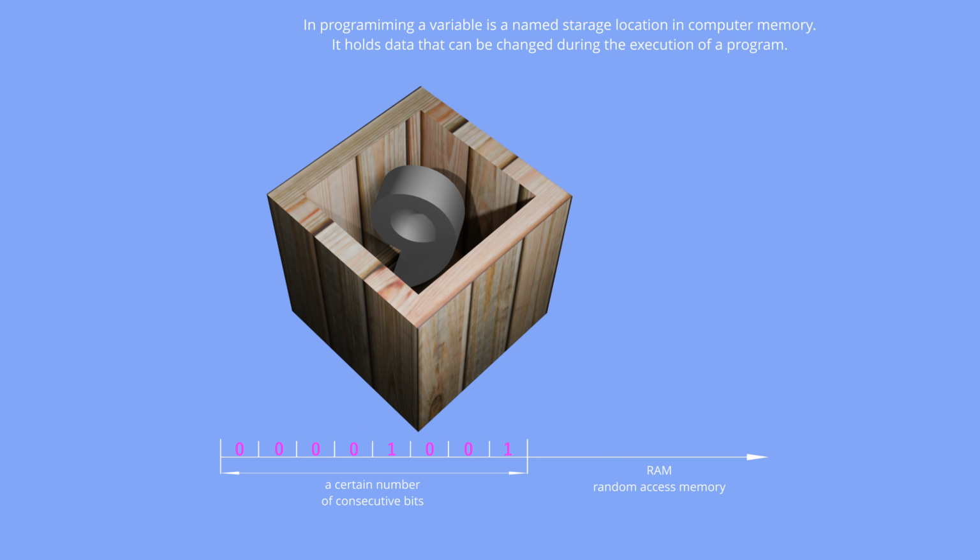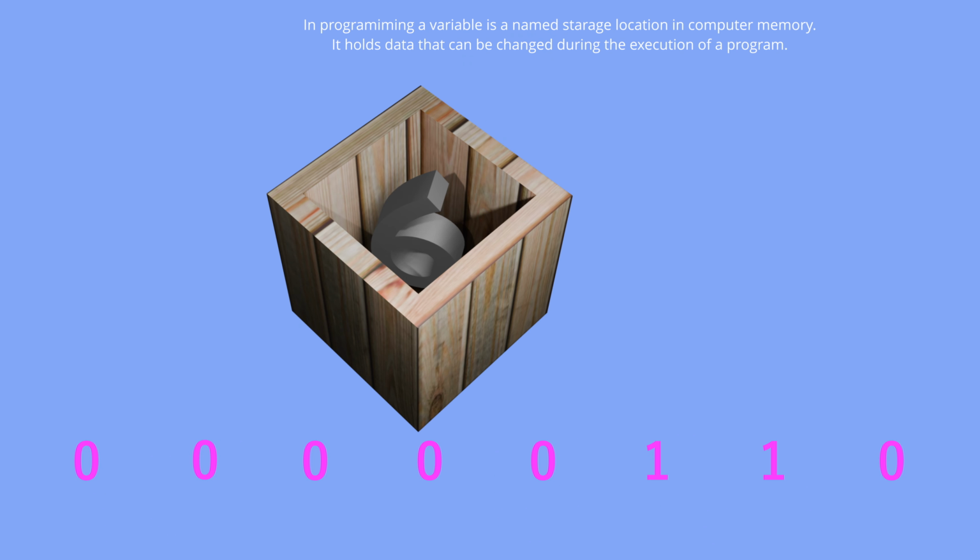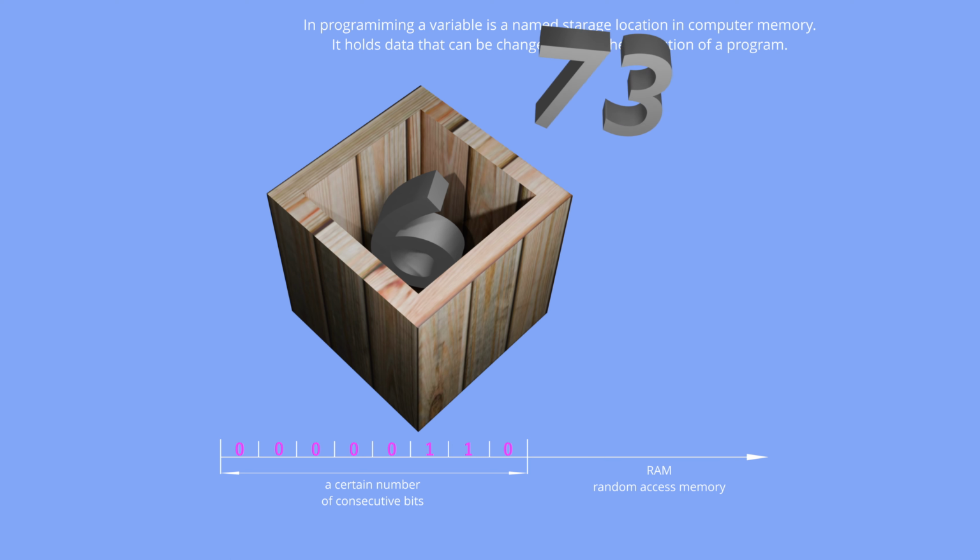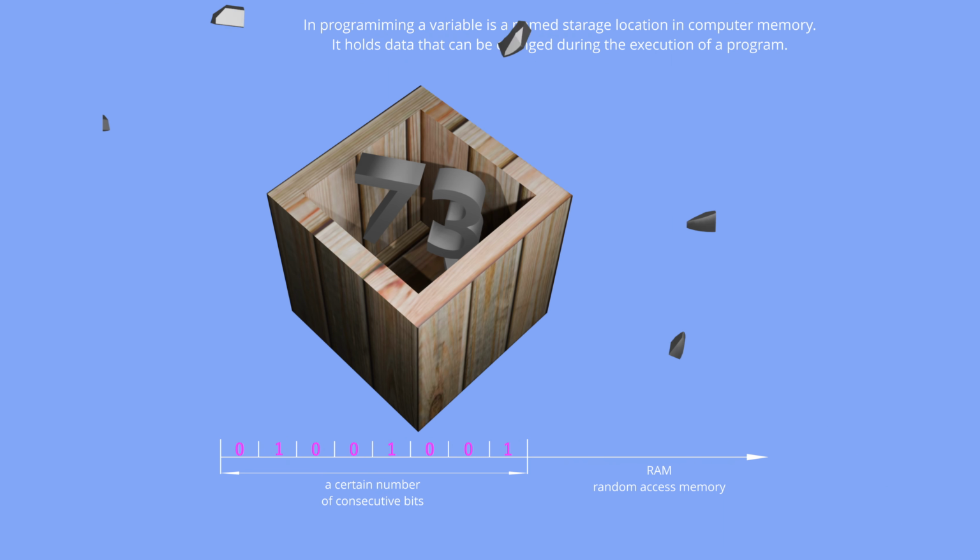Variable consists of a certain number of consecutive bits in random access memory. Variable unites all these bits in the whole system. Random access memory is the type of memory that can store information only when an electric current is on.